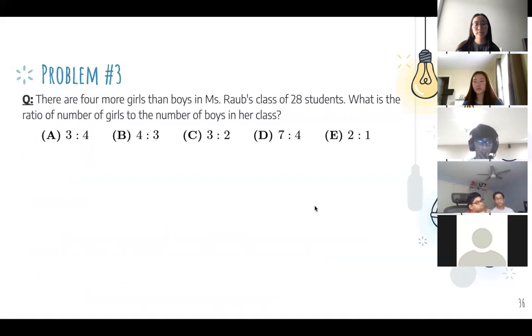Okay. There are four more girls than boys in Miss Rob's class of 28 kids. What is the ratio of the number of girls to the number of boys in our class?